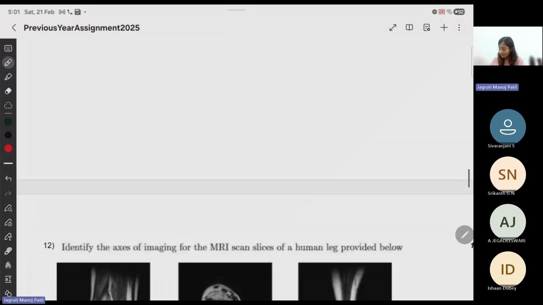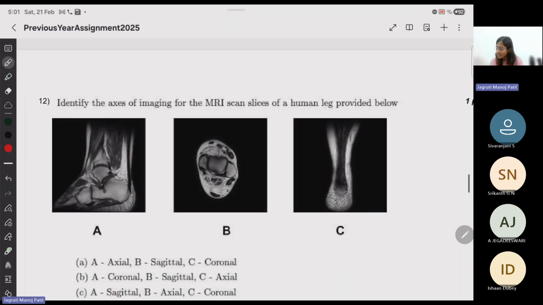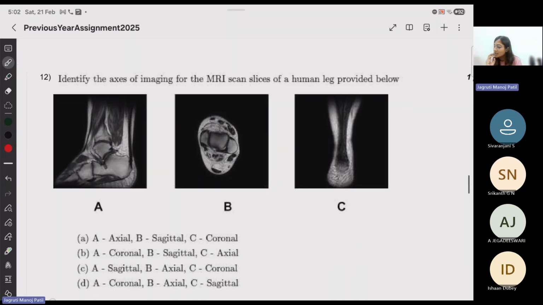Okay. So here they are asking us to identify the views of axes. These are MRI scan slices of a human leg. What do you think? Looking at B, it's more obvious, but A and C... A is sagittal and C is coronal, and B is axial. Exactly.